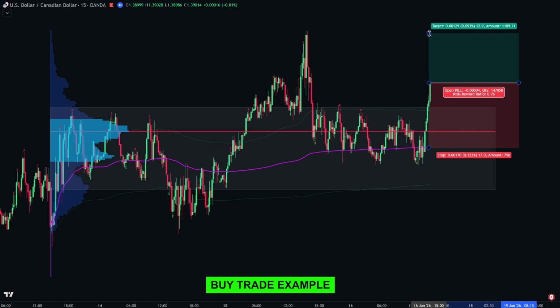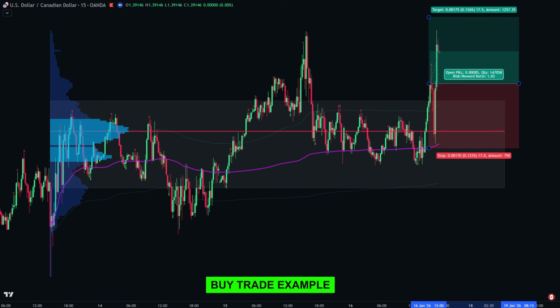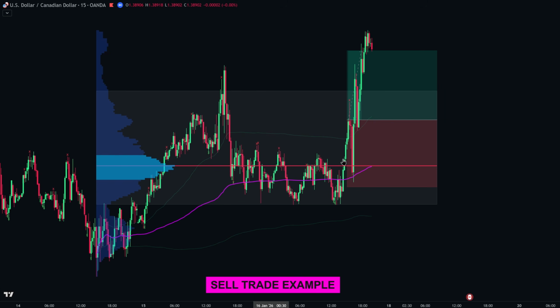For our take profit, we aim for a 1-to-1 risk-to-reward ratio. If we allow this trade to run, we can clearly see that price moves upward and hits our profit target cleanly. Now for the sell trade, it is simply the opposite of the buy trade.